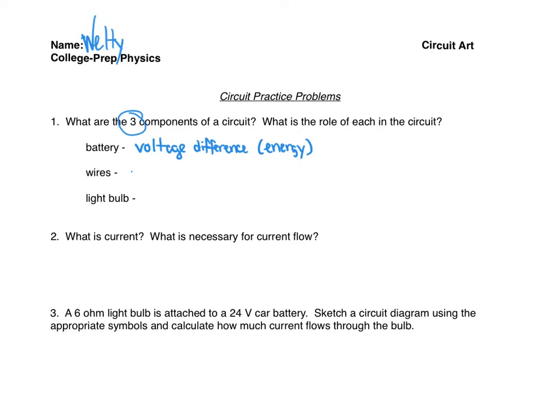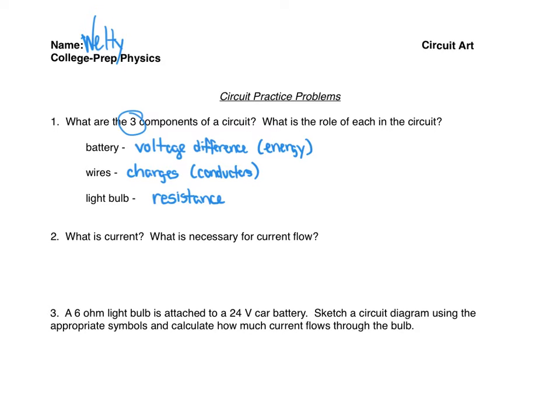Where do we find our charges? Those are in the wires because wires are great conductors, right? A lot of free electrons in those copper wires. And the light bulb, that provides resistance for our circuit, right? And if we want to light up the bulb, we want that resistance to be pretty high so that the charges will dissipate their energy in the form of light and heat for the bulb.